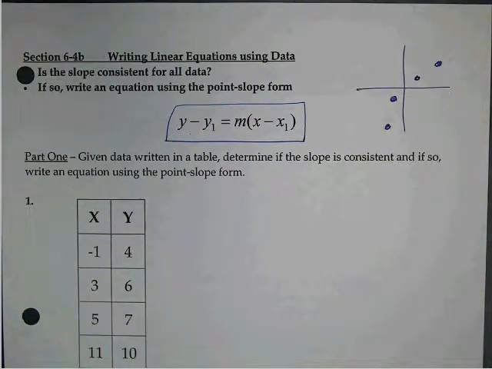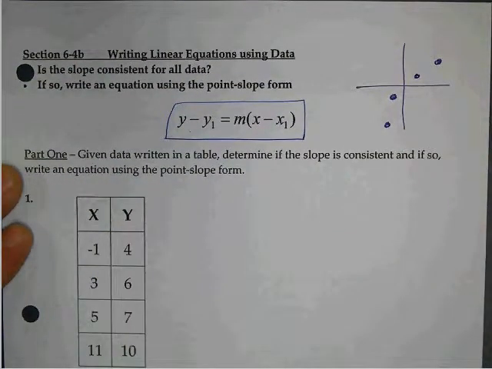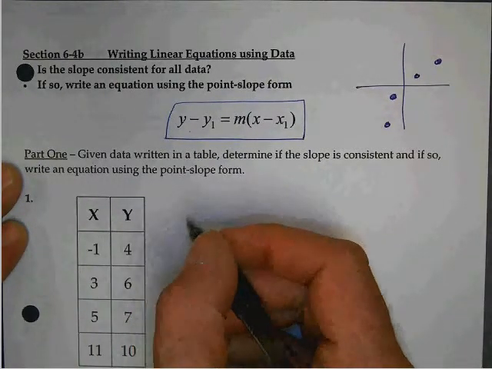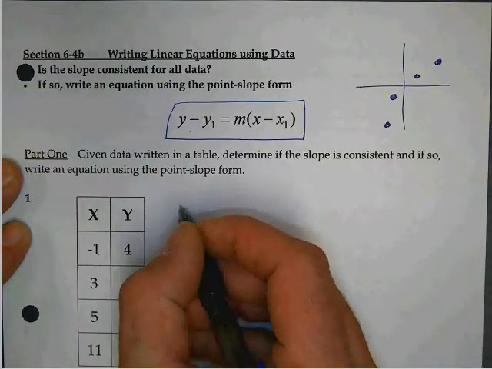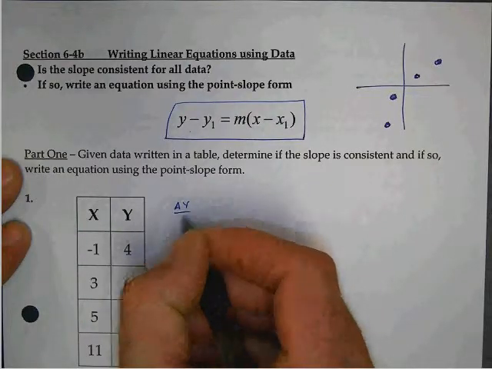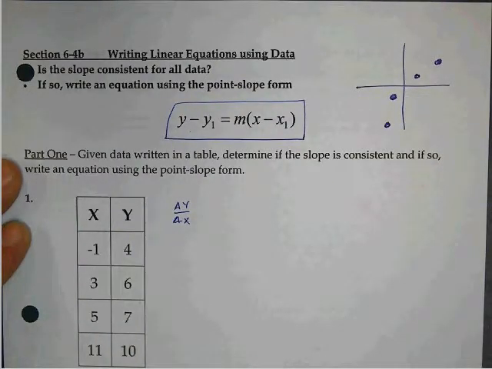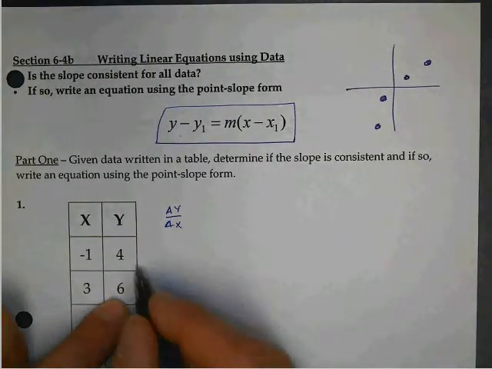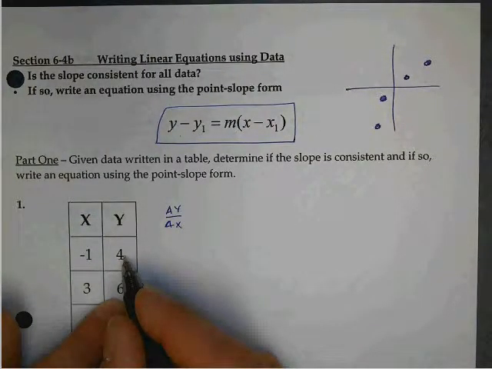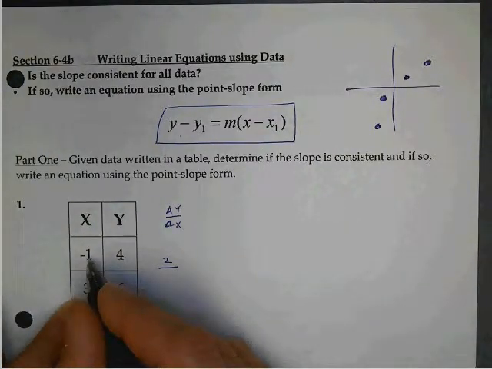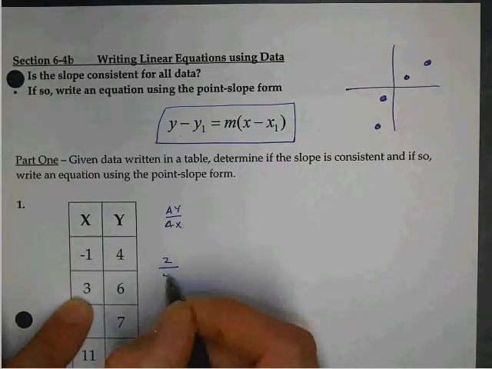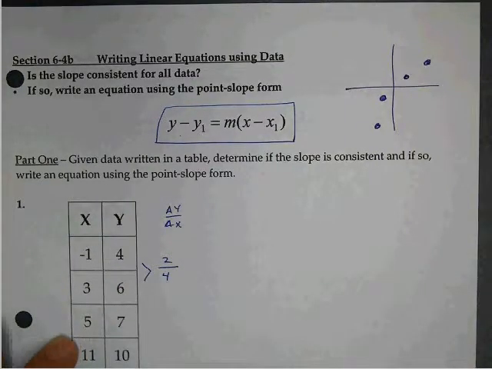But if we found 4 points and all 4 of them had the same slope, would it be a consistent situation? Yeah. And so what I have here is 4 points. And my question is, are they consistent? So we're going to try to find the slope very quickly of these 4 points, and I'm going to show you how. We're going to find the change in y over the change in x for each one. So watch with me. What's 6 minus 4? 2. What's 3 minus negative 1? 4. So the slope of those two is 2/4.